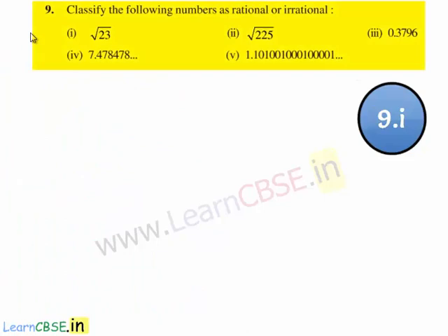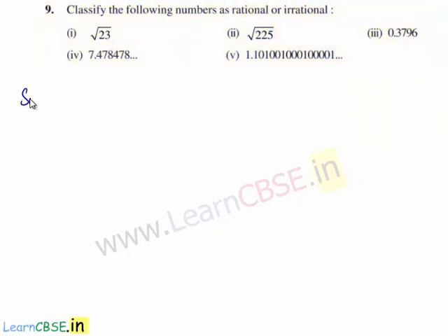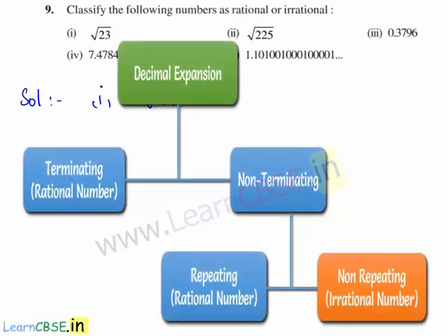Now let us move on to the ninth question. The question is, classify the following numbers as rational or irrational. So let's move on to the solution. So we take the first bit. So we need to classify whether square root of 23 is a rational or irrational. The decimal expansions of those numbers which are non-terminating and recurring or terminating are called rational numbers, and the decimal expansions of those numbers which are non-terminating and non-recurring are irrational numbers.